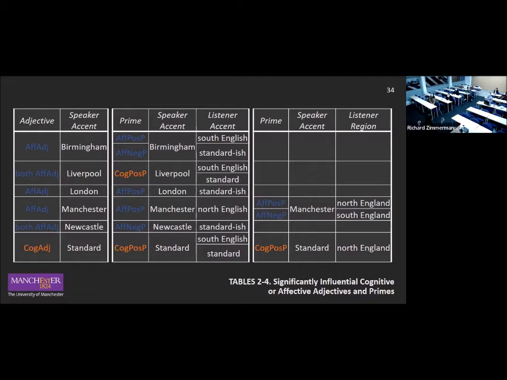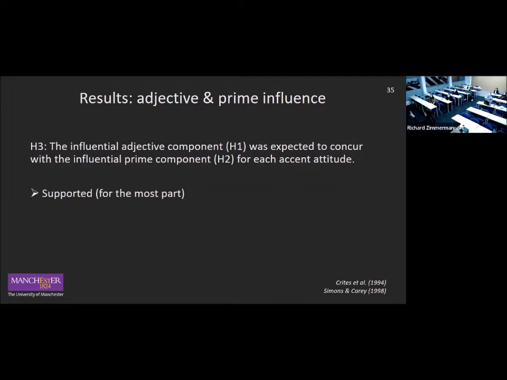You can also see consistency here, Newcastle, London, and Birmingham. There is an inconsistency with Liverpool. Liverpool seems to be affected more by the cognitive prime, but by the affective adjective. While the inconsistency is recognized, of course, I'm arguing that there is an affective tendency because, like Newcastle, it was both affective adjectives that were significantly more influential than one cognitive adjective, whereas with regards to the primes, it was only the cognitive positive prime that was more influential than the affective positive prime. The cognitive negative prime, we didn't have any significances. So I'm saying that obviously there is an inconsistency, but I think that there is an affective tendency still. So for the most part, this hypothesis is supported. There is agreement, with a little asterisk for Liverpool.